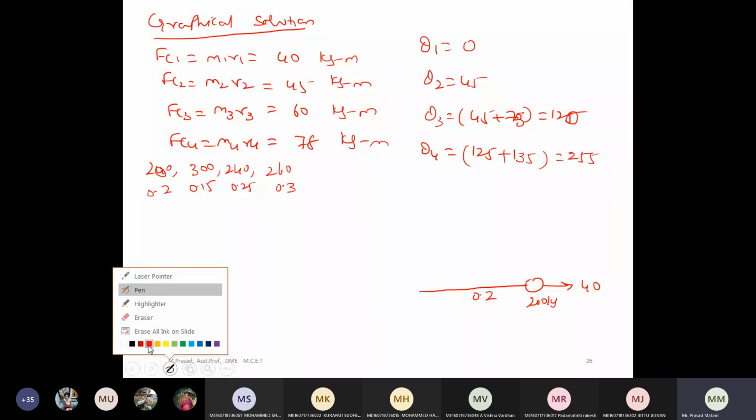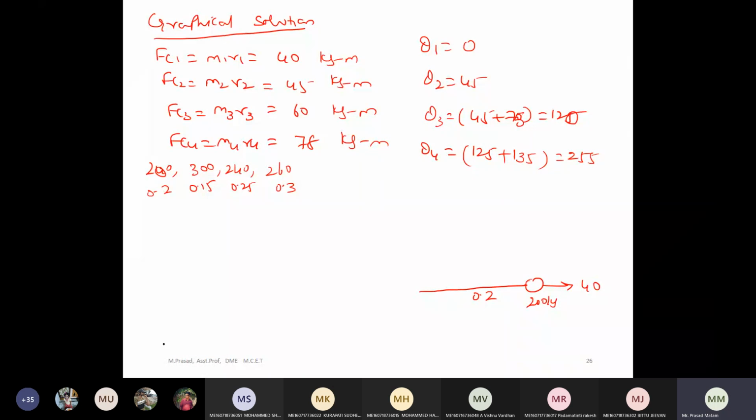Let me use a different color for the second mass. From here, making an angle of 45 degrees, you draw a line. This is the second mass, M2 equals 300 kg at radius of rotation R2 0.15. This generates a centrifugal force FC2, which equals 45 kg meter. Now this angle is 45 degrees.